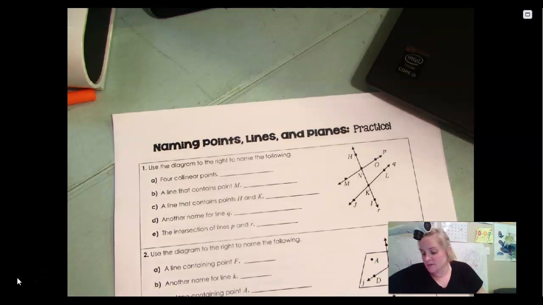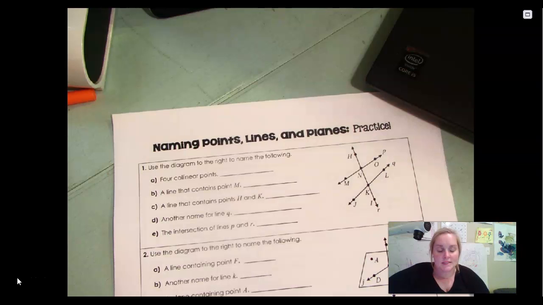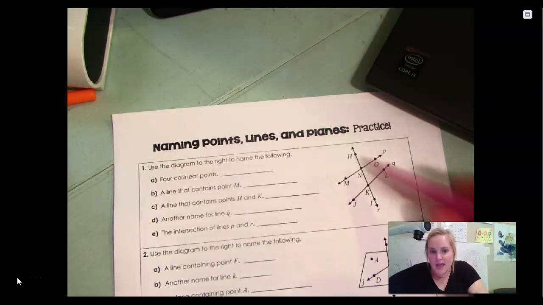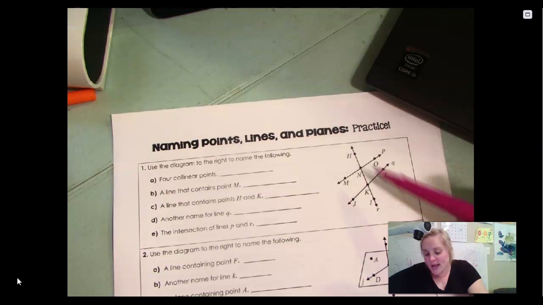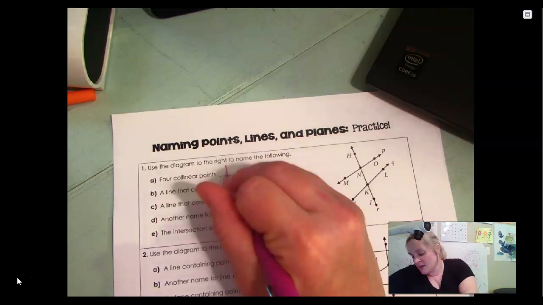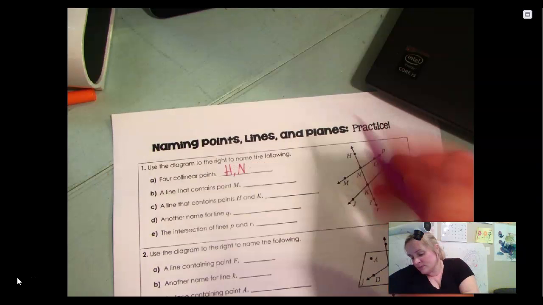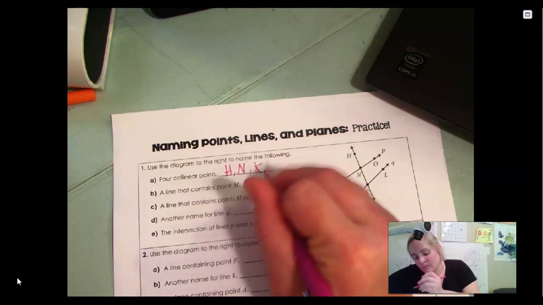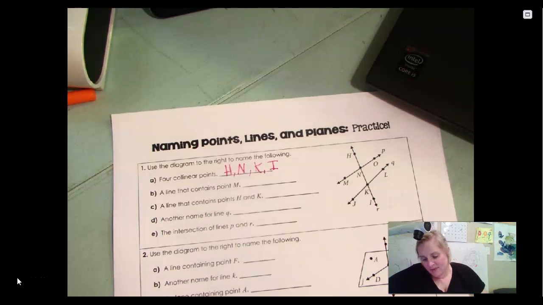So it says, using the diagram to the right, name the following. 4 collinear points. Now remember, collinear means that they are going to be on the same line. So I'm going to look at the one that's running almost up and down. So those 4 points are H, N, K, and I. Those are all on the same line. So I'm going to use those. The other lines only have 3, so that would be the only ones that we could use.